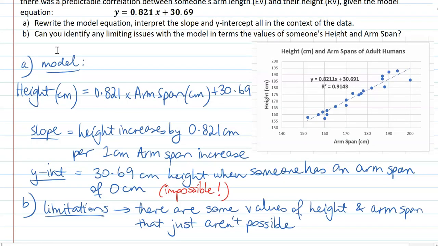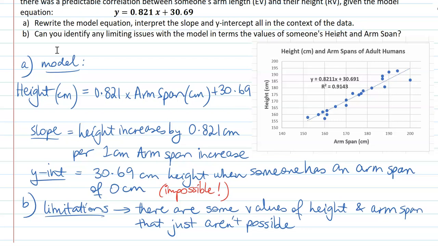All right, so hopefully you got a model equation where our height is our response variable, which equals 0.821 times arm span plus 30.69. So interpreting your slope, we get a height increase of 0.821 centimeters for every 1 centimeter arm span increase. For the y-intercept, this is where we're finding an arm span of 0 centimeters, and it's saying that we have a height of 30.69 centimeters.